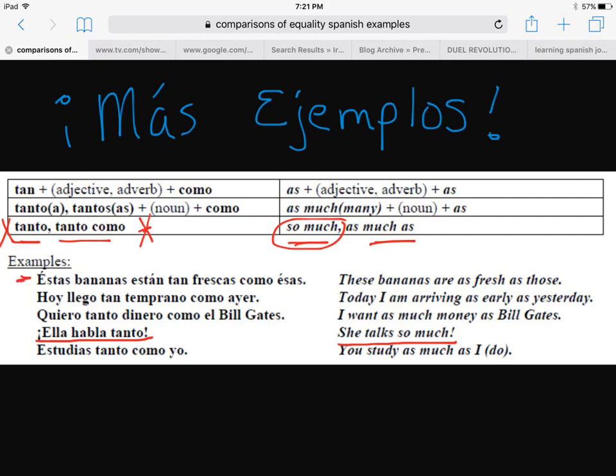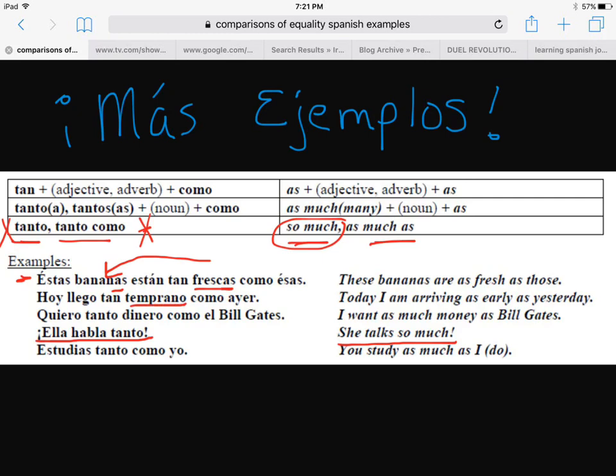Let's look at some of these examples. On this one it says, these bananas are as fresh as those. Now on this one you're using the tan plus adjective plus como. Frescas is your adjective, meaning fresh. Remember, what does frescas have to match? It has to match bananas, and bananas are plural and feminine, so this has to be plural and feminine. Today I'm arriving as early as yesterday. So hoy llego tan temprano, that's early, as yesterday.